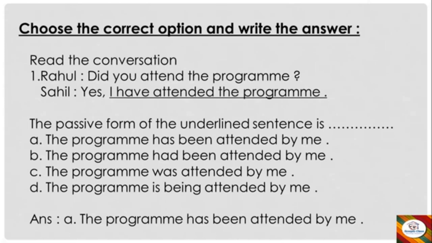Because the auxiliary verb have is there, and when it is changed into passive voice, it becomes has been. You can go back to the previous slide and check there and learn accordingly, and it is going to be very helpful if you follow that chart. Okay, so the answer is: the program has been attended by me.